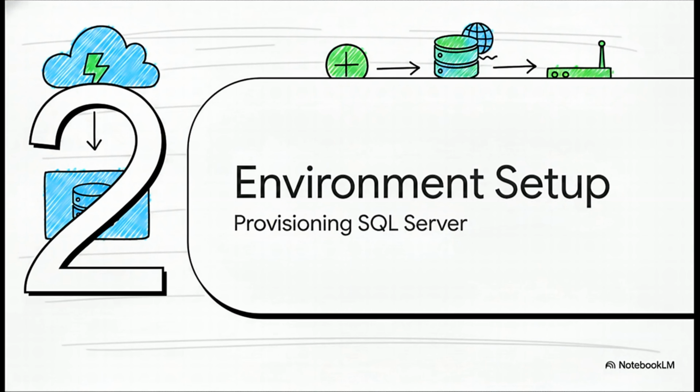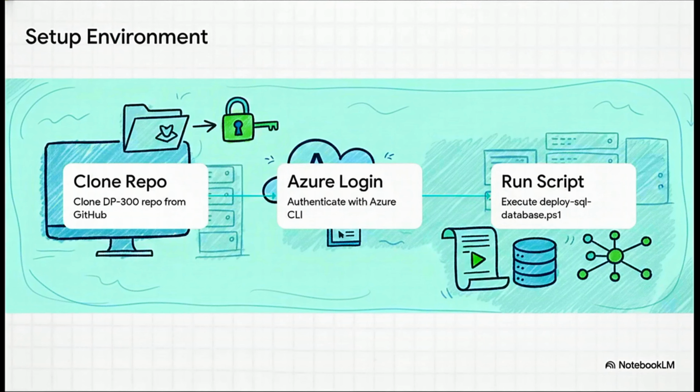Moving right along, Section 2, setting up the environment. Your lab is going to kick off with 3 very straightforward linear setup steps. First, you'll fire up Visual Studio Code and clone the Microsoft DP-300 lab files right from GitHub. Second, you'll open an integrated terminal and authenticate into the Azure CLI using the AZ login command. And finally, you'll execute a provided PowerShell deployment script.